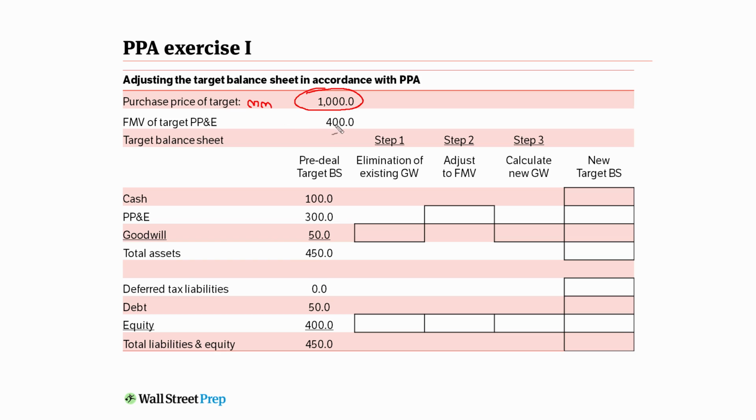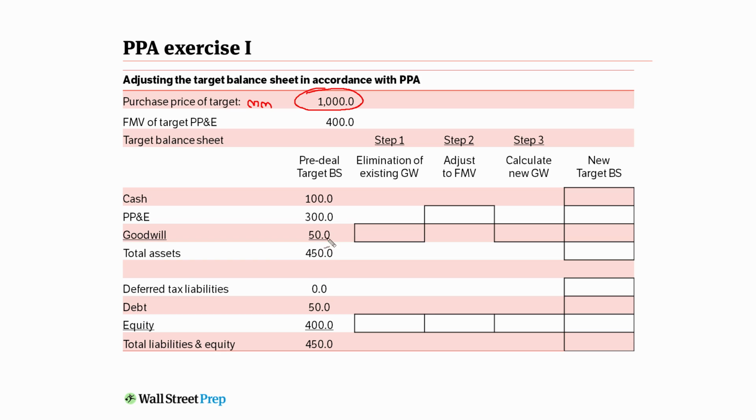So you've got a $1 billion purchase price. You have $400 million in fair market value of PP&E, and here is the pre-deal target balance sheet. So on day one, you're looking at a company that has cash of $100 million, PP&E of $300 million that we know has a fair market value. The appraisers come in, for example, and they determine it's not $300 million, it's $400 million.